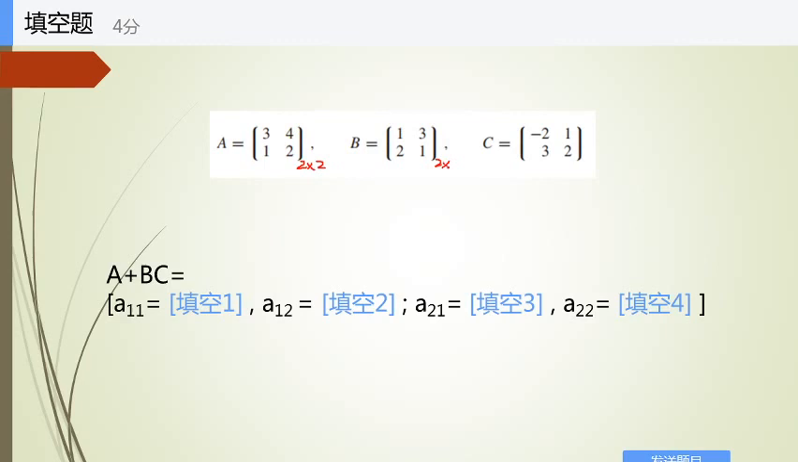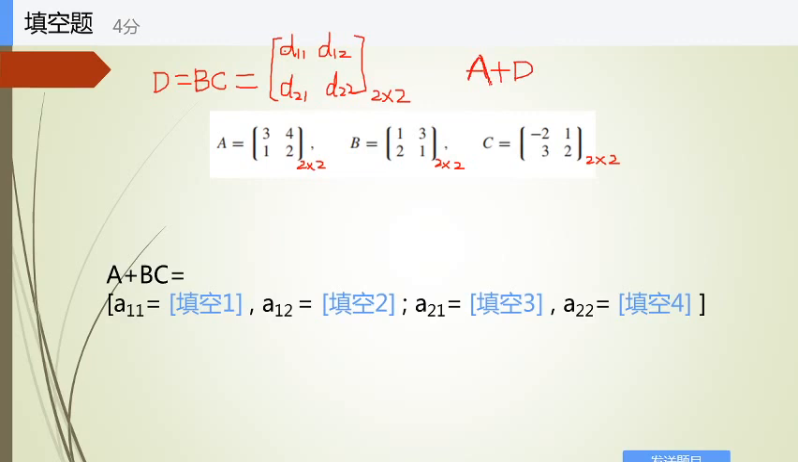We need to calculate a new matrix D, which is B times C. Since B and C are both 2 by 2, so M by N, M by R, D is also 2 by 2, right? So you need to calculate matrix B times matrix C. So you need to get D11, D12, D21, and D22. This is the new matrix D, right? And then you do matrix A plus D. We can do the addition because matrix A and D are both 2 by 2. Okay?